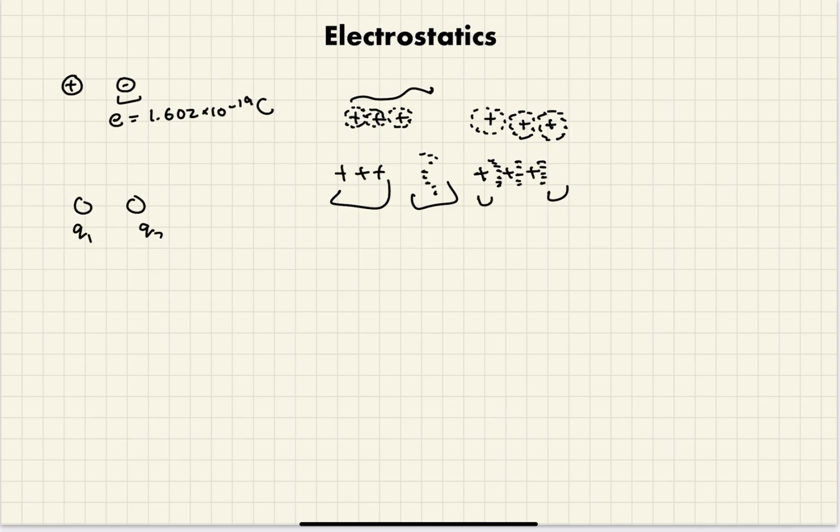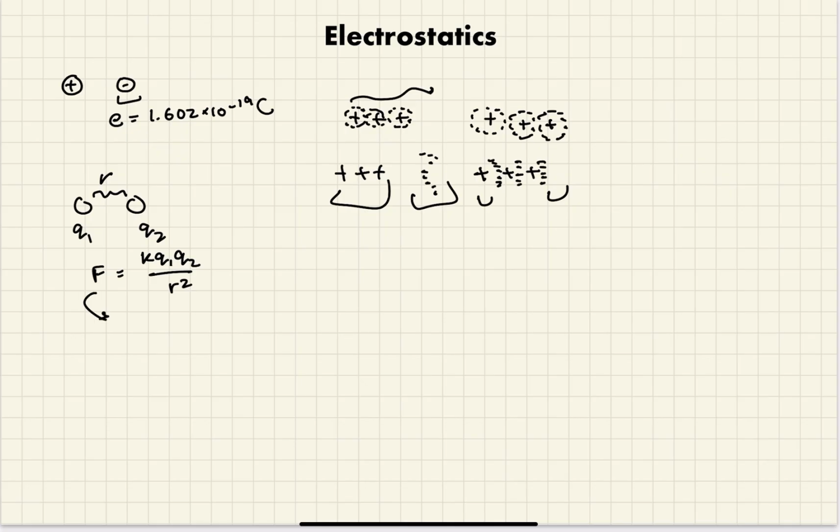Q1 and Q2. Q is the symbol that is used to represent charge. They are a distance r away from each other. Coulomb's law basically says that the force between them, the electric force, is equal to k q1 q2 over r squared. What's k? It's just like how G is a fundamental constant in the law of universal gravitation. K is a similar constant here.